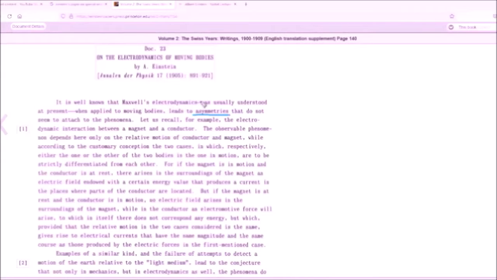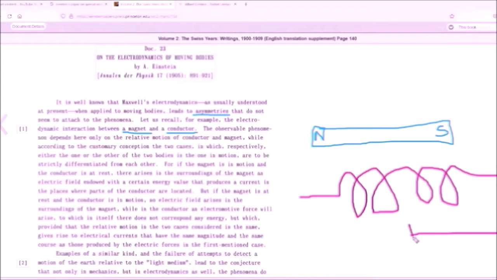When Maxwell's electrodynamics is applied to moving bodies, it leads to asymmetries that do not seem to attach to the phenomena. Let us recall, for example, the electrodynamic interaction between a magnet and a conductor. Assuming you have a magnet of that form, that is the north and that is the south, and you have a conductor of that form that carries electricity. It doesn't have to be a coil. It's very simple. So you have electric current flowing this way, and you have magnetic field flowing this way.